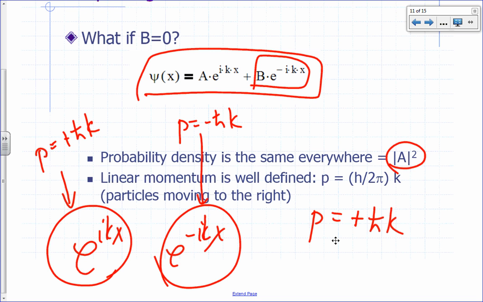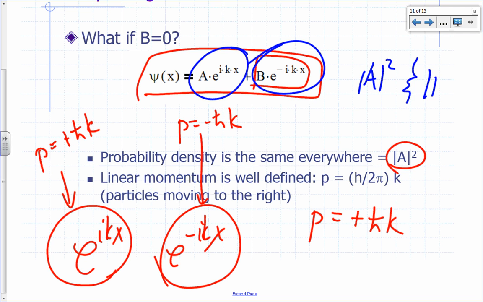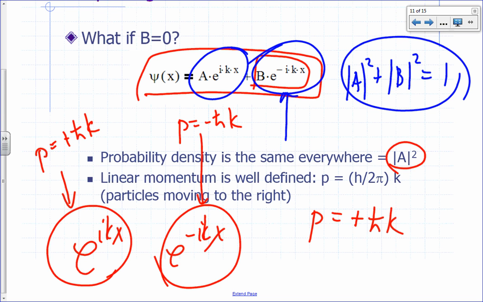Some particles could be moving to the left, and there's a probability that the particle is moving to the right. So A squared and B squared, if you compare those two, that will give you an indication of the likelihood that it's moving to the left and to the right. Remember, the probability that the momentum is negative h bar k is directly proportional to the absolute value of B squared. In fact, if you want to normalize with respect to momentum, you're going to say that A squared plus absolute value of B squared must be equal to 1.